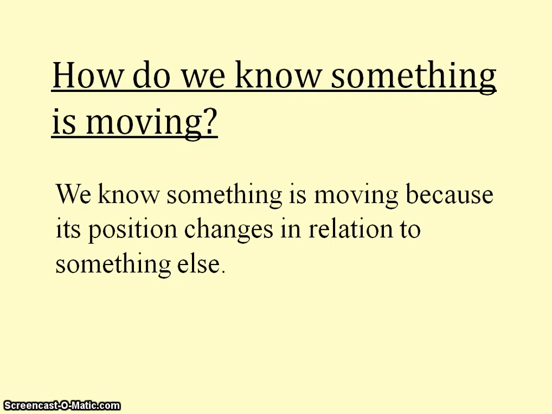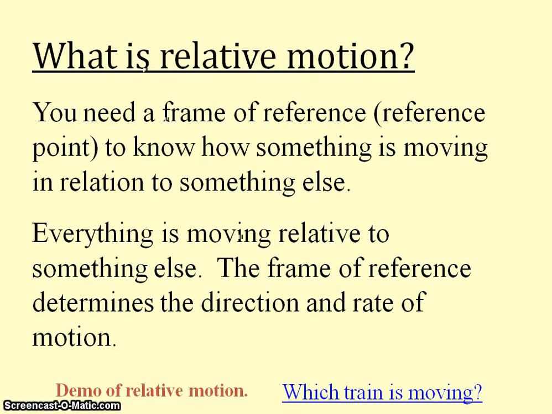We know something is moving because its position changes in relation to something else. It was in one place, and now it's someplace else. That's how we know that motion has occurred. And we need to think specifically of relative motion.